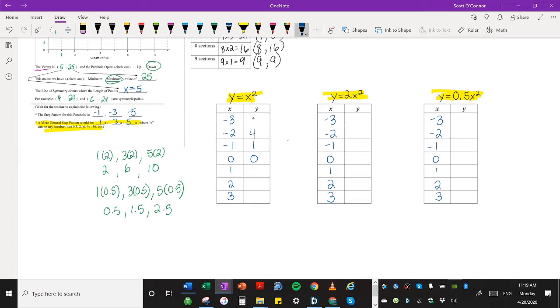-3 squared, that would give us 9. Now if we go the opposite way down here at the bottom below, 1 squared, we're going to get the same number, 1. 2 squared, we're going to get 4. 3 squared, we're going to get 9. I wonder if you can see the step pattern already. If not, here it is.